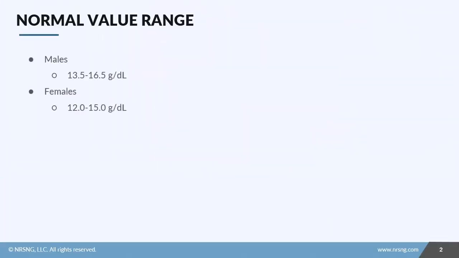All right, in this lesson, we're going to take a look at hemoglobin. The first thing we want to look at when we're talking about hemoglobin are the normal values for our patients. Hemoglobin is going to fall into two different categories, depending on whether your patient is male or female. Males have a normal hemoglobin level of 13.5 to 16.5 grams per deciliter, and females have a normal hemoglobin level of 12 to 15.